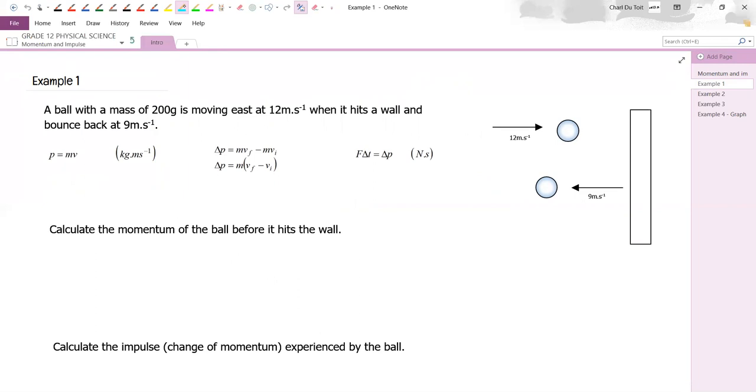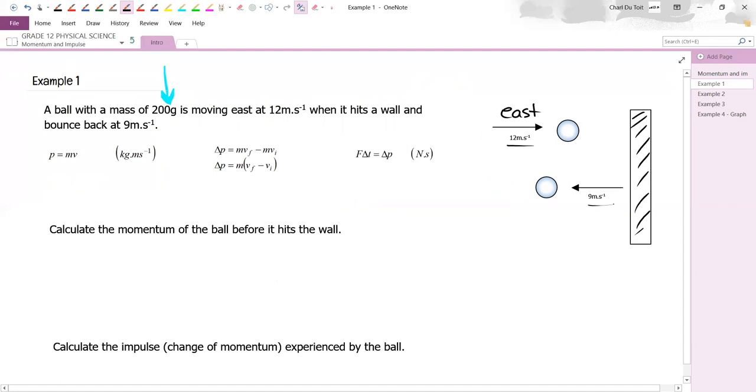There's a ball with a mass of 200 grams, and it's moving east. So this direction is east. It's moving east at 12 meters per second. Bang, it hits a wall and it bounces back. Now the velocity at which the ball bounces back is 9 meters per second.